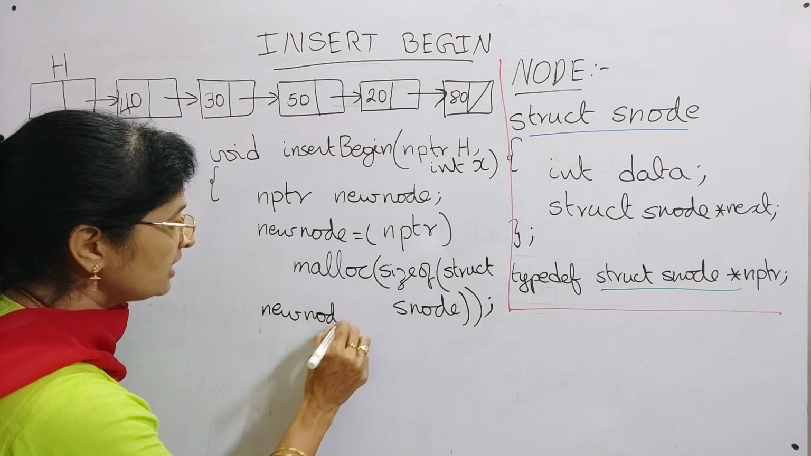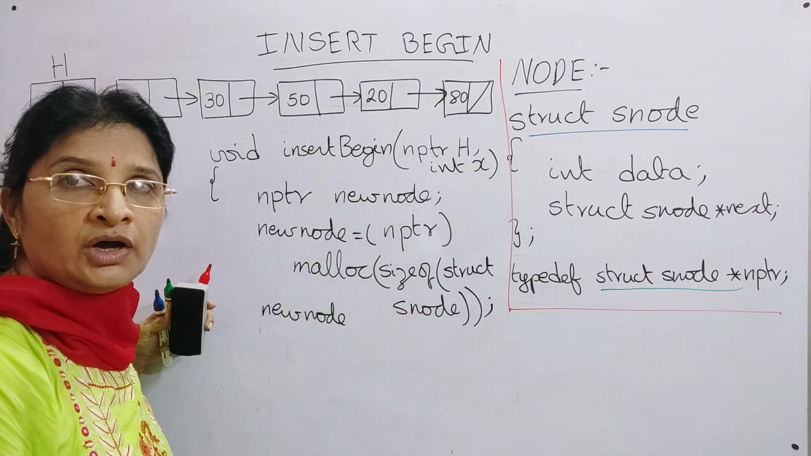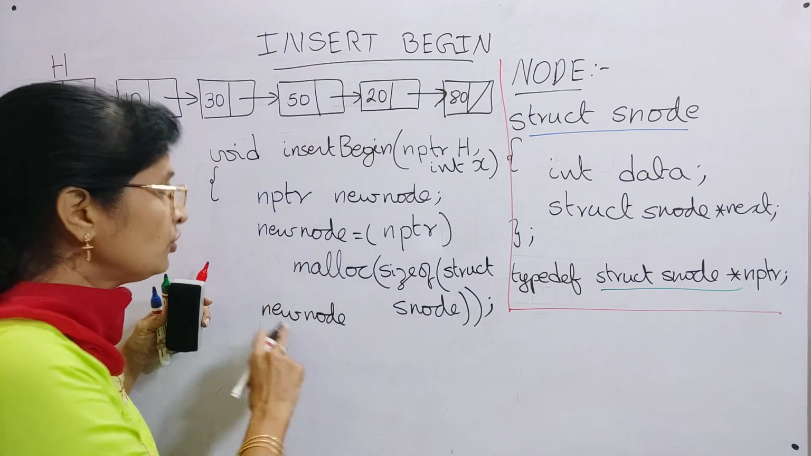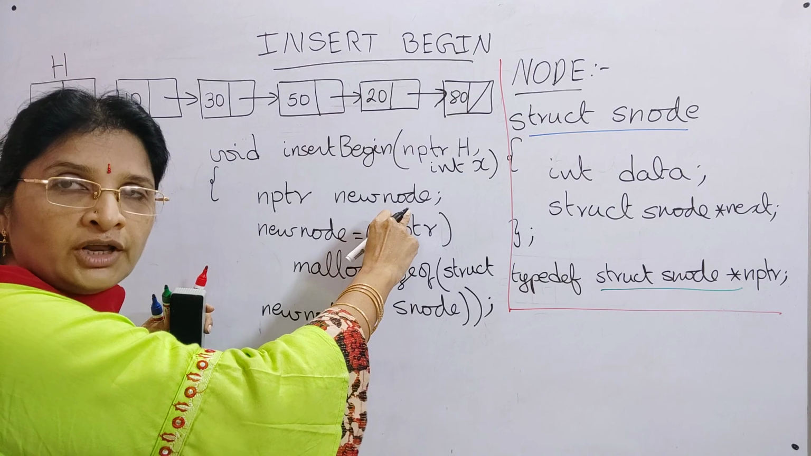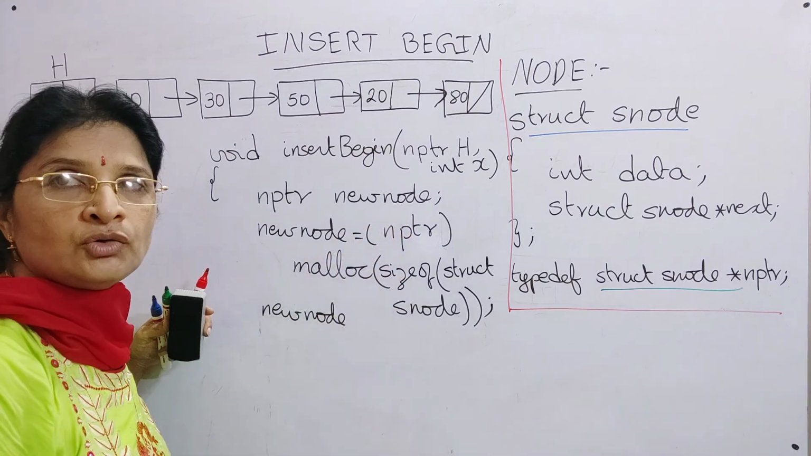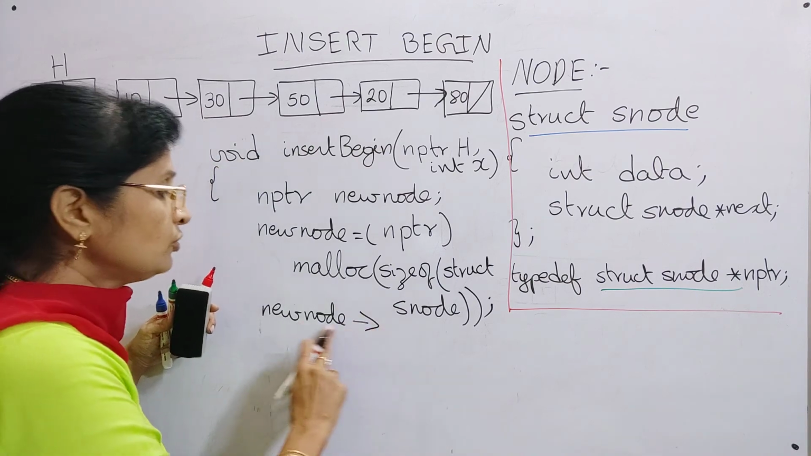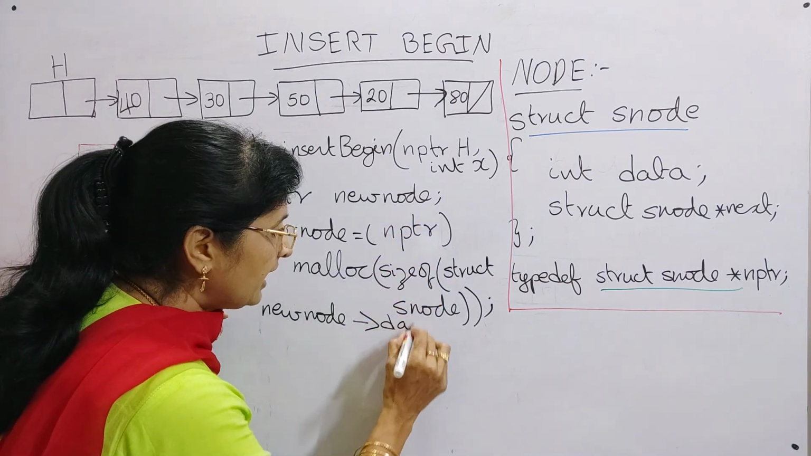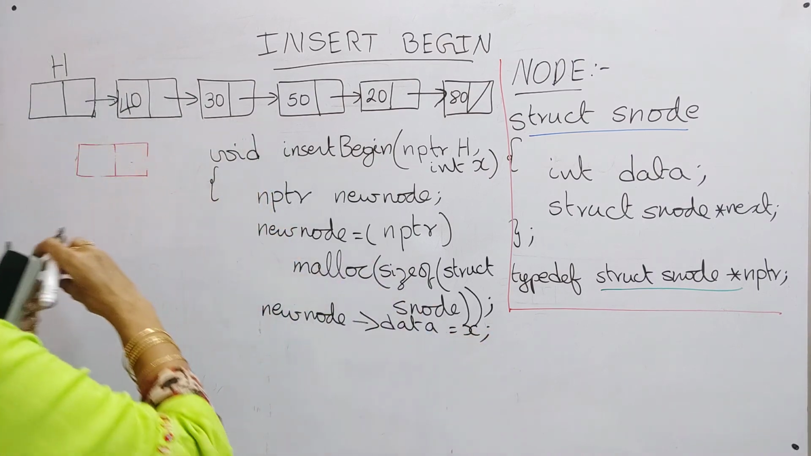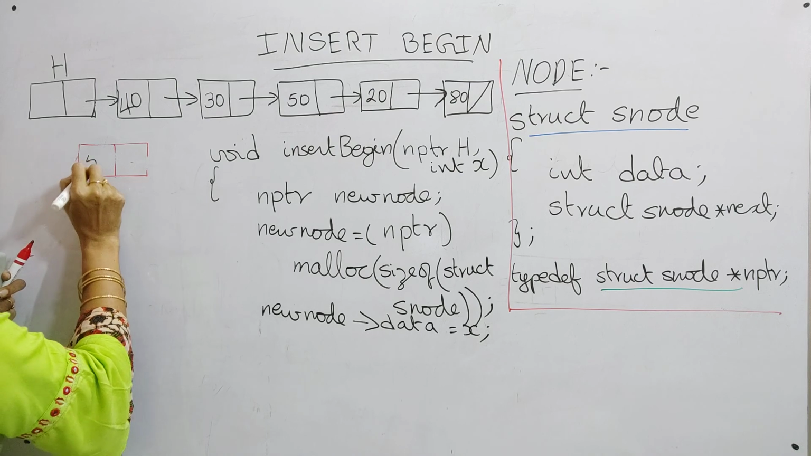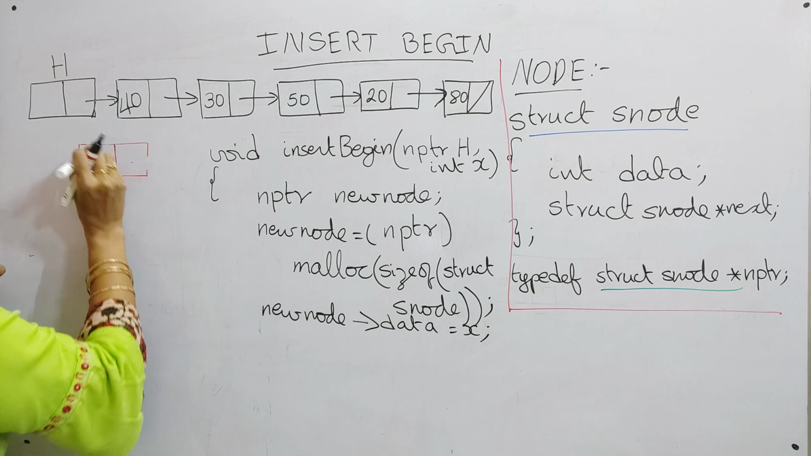How can we access the data members of your structure? Because here new node is of which type of structure variable? It is a pointer variable. In order to access through the pointer variable, you have to use the member access operator, hyphen greater than. So new node hyphen greater than data is equal to x. For example, if my value of x is 50, now I have assigned the value 50 in the data part of my new node.